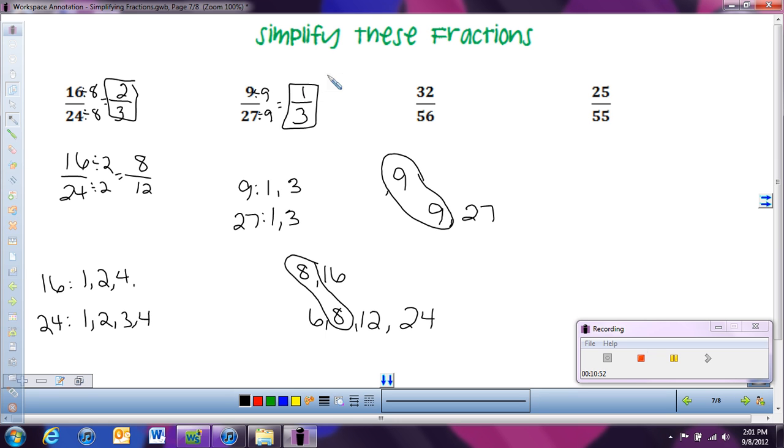So a big thing to remember when we're simplifying fractions is that we need to find the greatest common factor so that we only have to divide once. But we can always use any factor that goes into both numbers. We'll just have to divide multiple times. So the greatest common factor will always help you with simplifying fractions.